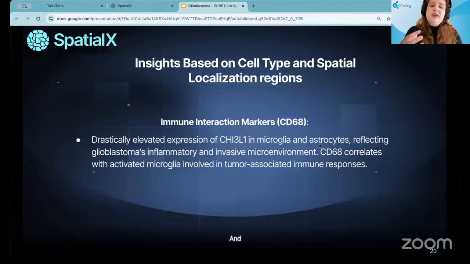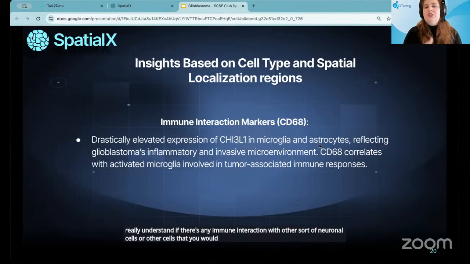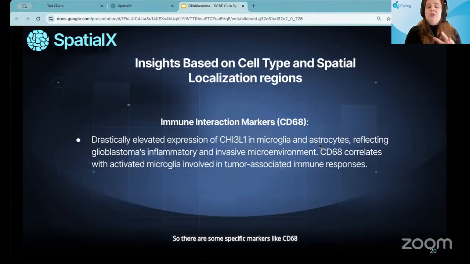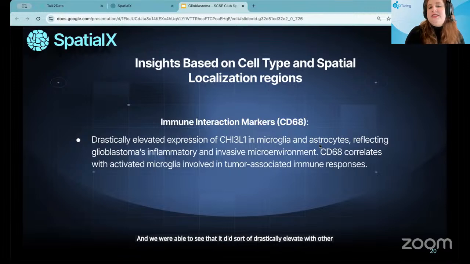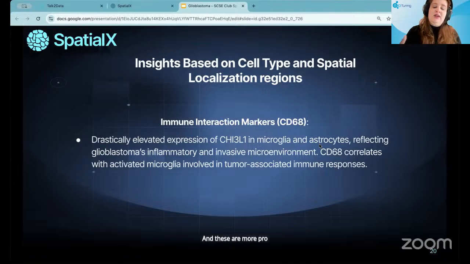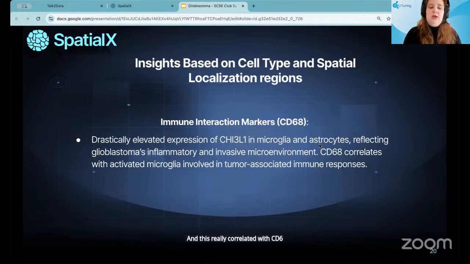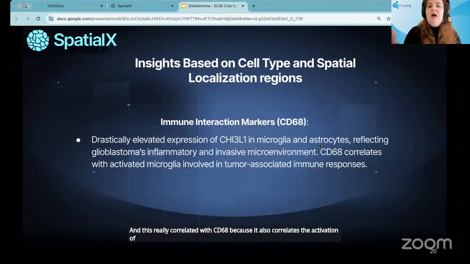And I think the last part is understanding, from here, how can I tell if there's any immune interaction with neuronal cells or other cells you would see in the glioblastoma tumor core? There are some specific markers like CD68, which we also tested within the study. We were able to see that it drastically elevated alongside other core markers more specific to microglia and astrocytes. And these are more pro-inflammatory markers that are invasive to the microenvironment.